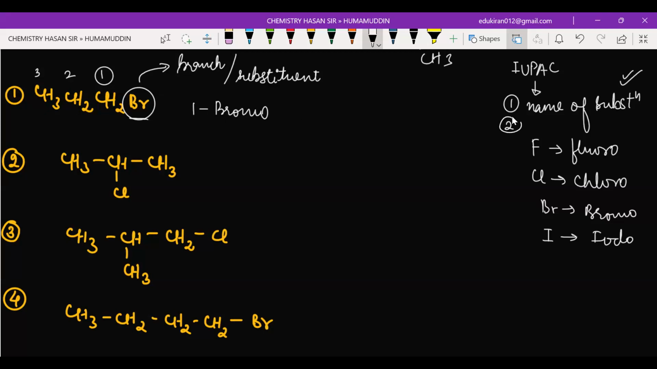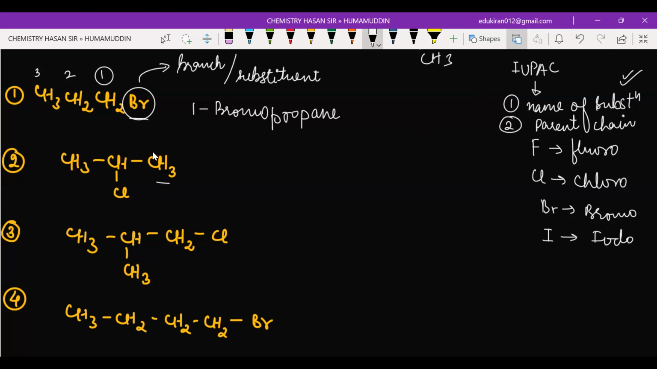Then you will directly jump on the parent chain. Parent chain is the number of carbon in the longest carbon chain. So how many carbon is there? 3 carbon. 3 carbon is known as prop. Yes or no? 3 carbon name prop. Yes, sir. And since all are singly bonded, we are going to write ane. Got it? Yes, sir. Got it.